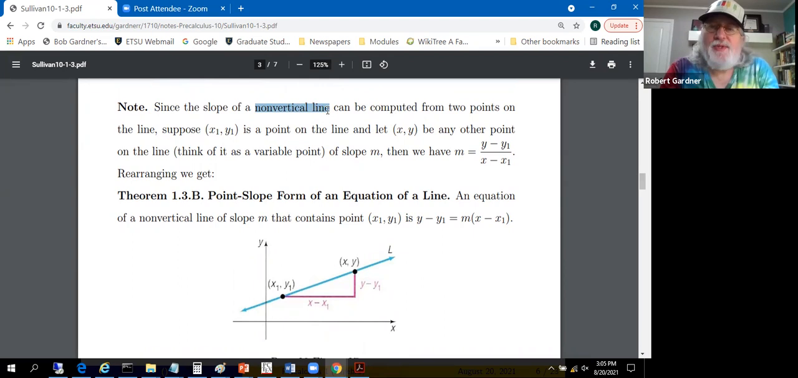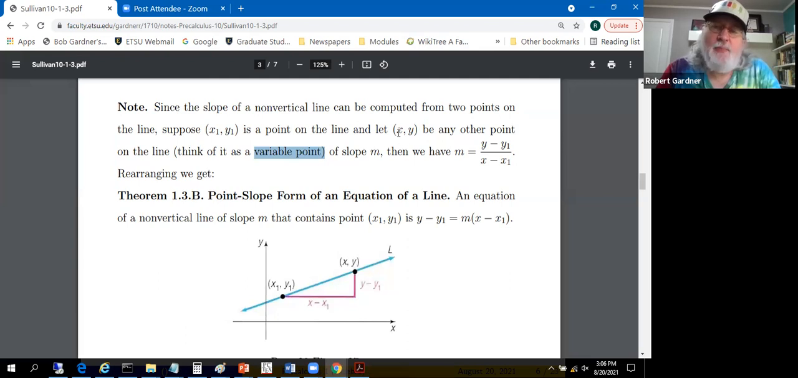We can find multiple points on them. We can compute the slopes. We can use a point and a slope to find new points, as we did previously in that last example. But the slope of a non-vertical line can be computed from 2 points on the line. Suppose x1, y1 is a point on the line, and x, y is any other point on the line. Think of it as a variable point. Rather informally here, don't hold me to this, but these subscripts mean we're going to have numerical values for those. They'll either give us numerical values or we'll find numerical values.